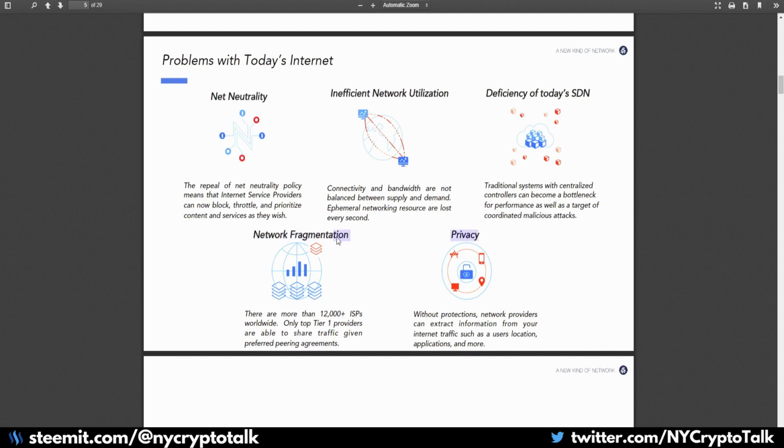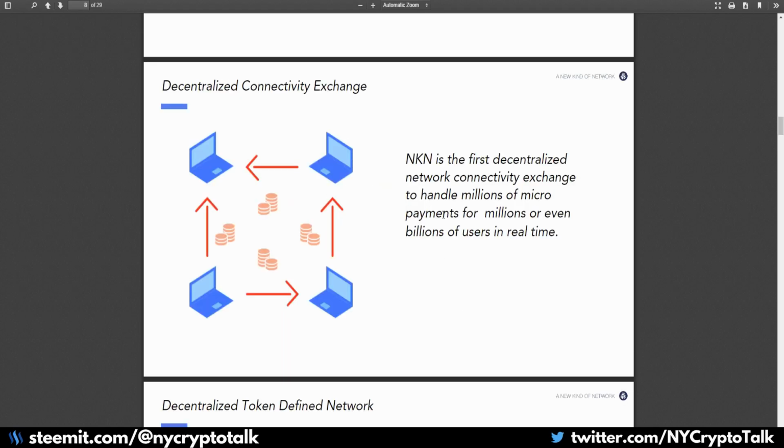One of the things that I didn't go over is network fragmentation. Obviously, there are tons of ISPs globally, and only some of these ISPs are actually able to share traffic. And what NKN basically is trying to do is to allow everyone to share their traffic within the nodes that are given out in the NKN platform. There's also the issue with privacy. So NKN is planning to be the first decentralized network connectivity exchange to handle millions of micropayments for millions or even billions of users in real time.